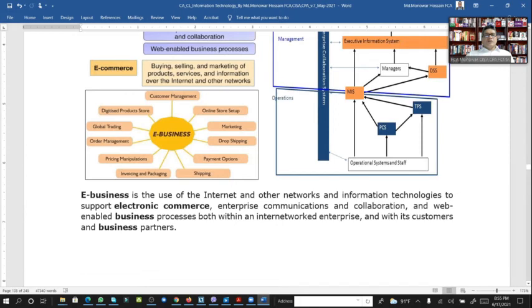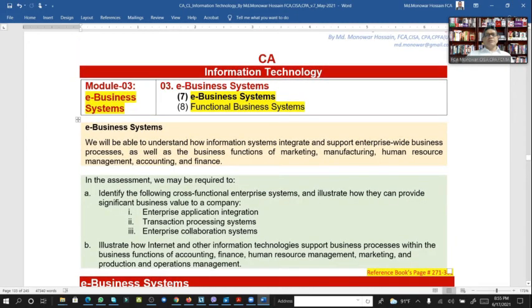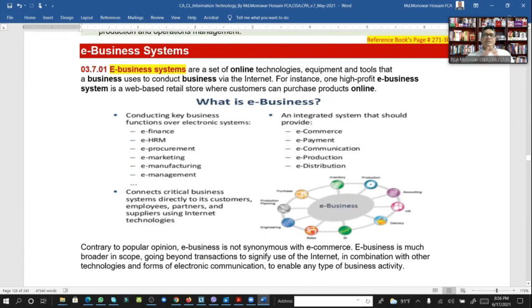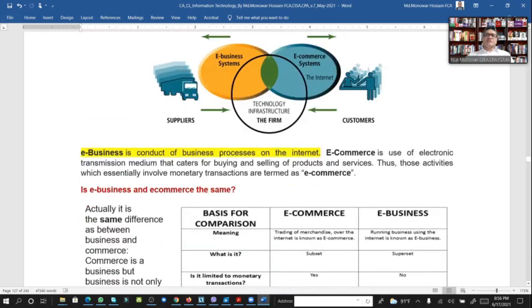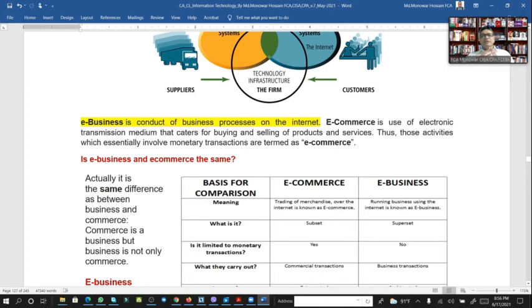So that is e-business, and we will see the objective and true-false questions next. This is the e-business system, part of our module 3. Here we have seen the e-business system, different types of e-business, and different models also: B2B, B2C, C2C, C2B, B2A, G2G, etc. And we have seen the difference between e-commerce and e-business. E-commerce is a part of e-business, and e-business is connected business processes on the internet.